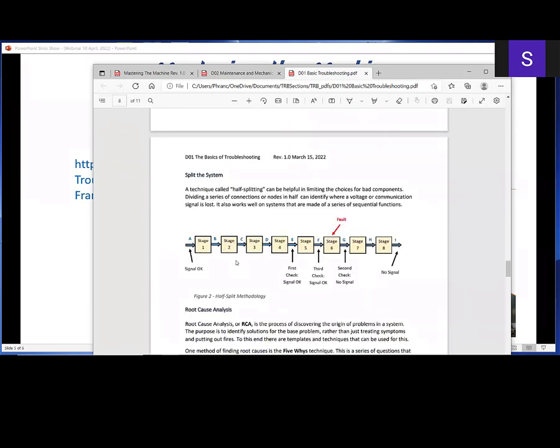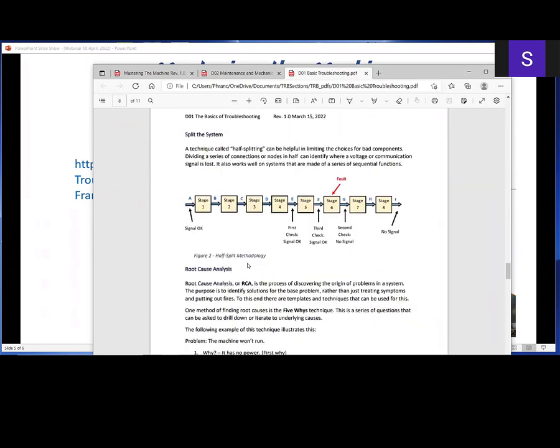And then there's something that we used to do in the military called the half split method. So I have a good signal here. I have no signal here. I check in the middle. I first check, hey, the signal's okay. I've just eliminated the first 4 steps of the analysis, right? So then I split it in half and I check the second part of the signal here. Hey, I don't have a signal here.